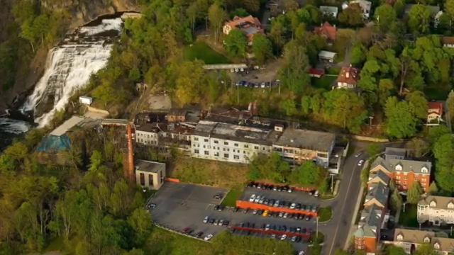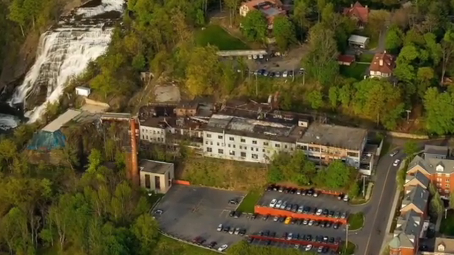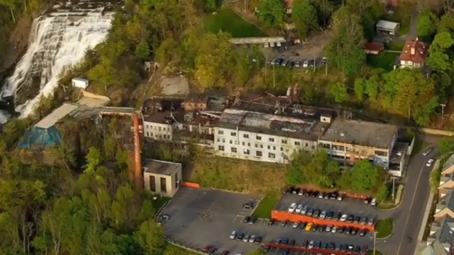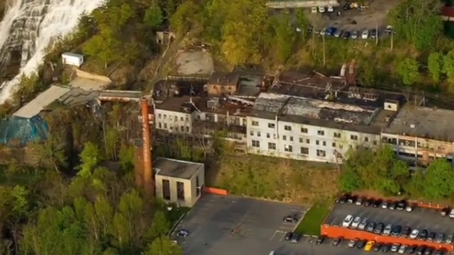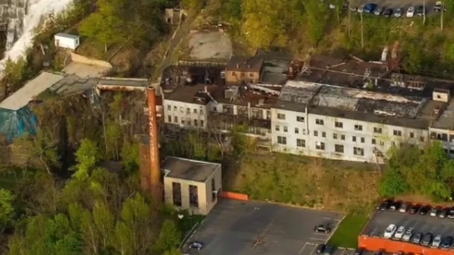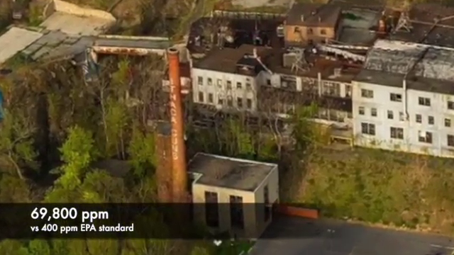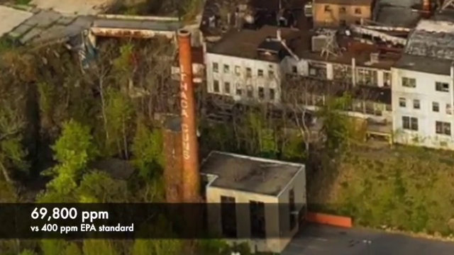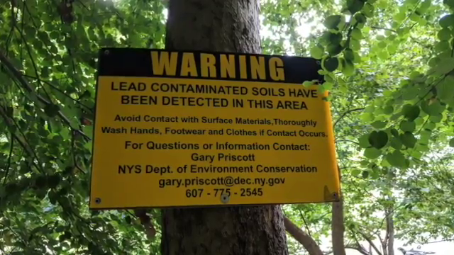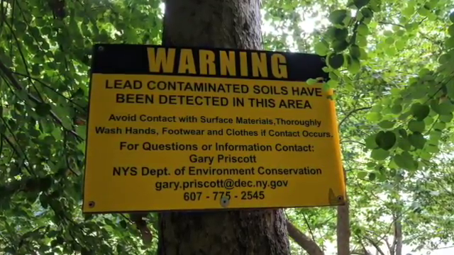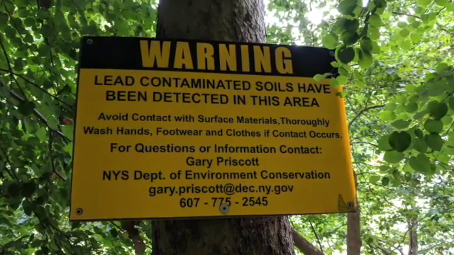Lead contamination is a prevalent issue in the Ithaca area due to pollution from the Ithaca Gun Factory, which operated from 1885 to 1986. In 2008, sampling revealed lead levels of 69,800 parts per million in soil near Ithaca Falls, which is 175 times higher than acceptable levels. The city of Ithaca has had to constrict these areas as they're very dangerous to visitors, and there have been several efforts backed by the EPA to try to clean up this area.